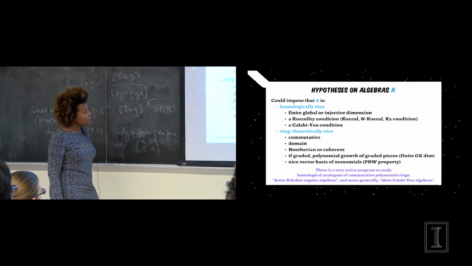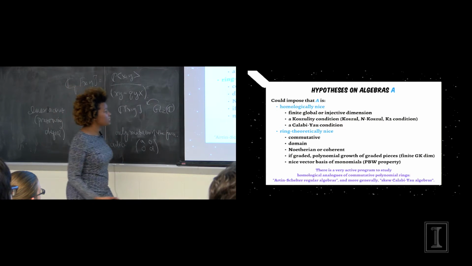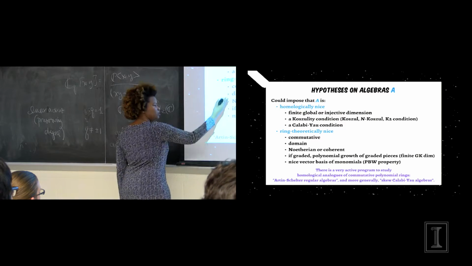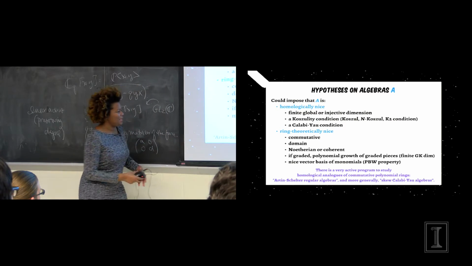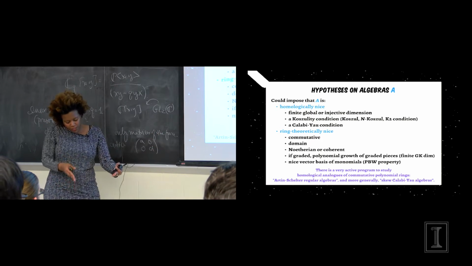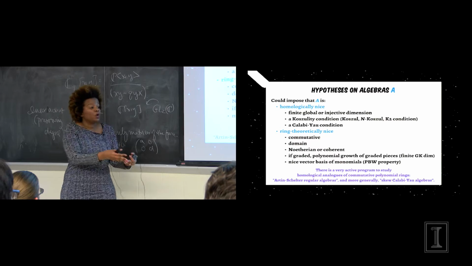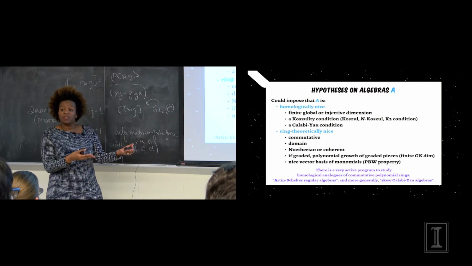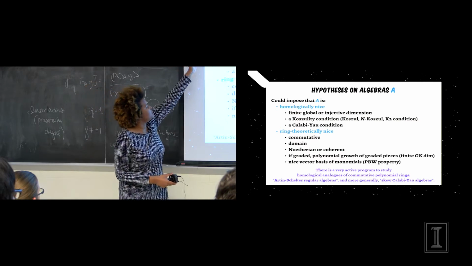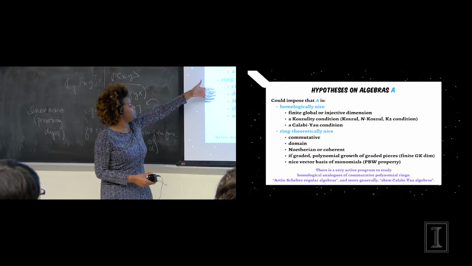Or you might want to be a little more old school and ask that the ring is just commutative or a domain, Noetherian, things that you learn in commutative algebra, or it even grows nicely. So if the algebra is graded, the vector space dimensions of the graded pieces grow like a polynomial ring or something like this. Okay? So again, homologically nice, ring theoretically nice conditions, you can ask for these.